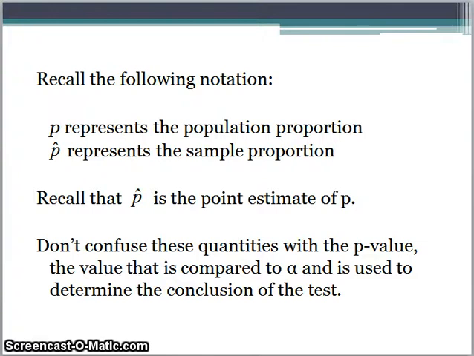So if we had to pick one number as our best guess for the population proportion, it would be the sample proportion. Don't confuse this with the p-value. That's the number that gets compared to alpha, and that's how we determine the conclusion of a hypothesis test. So we've got p hat, the sample proportion, and p, the population proportion.